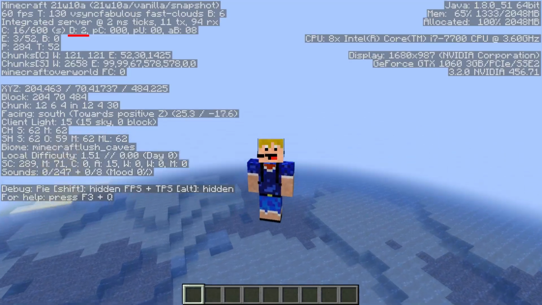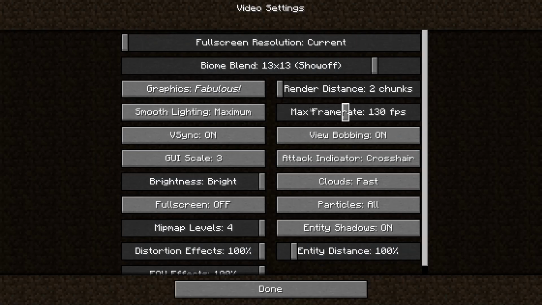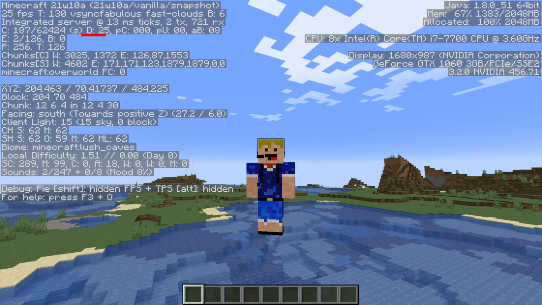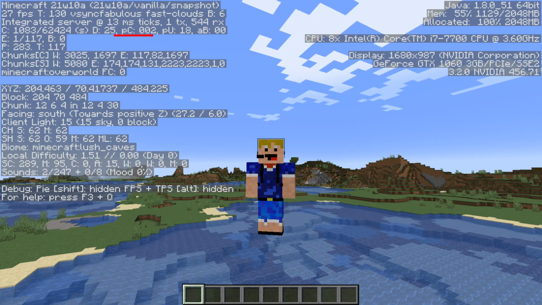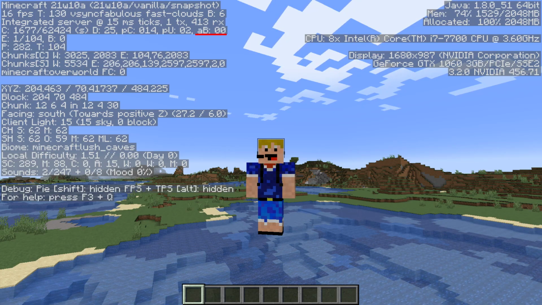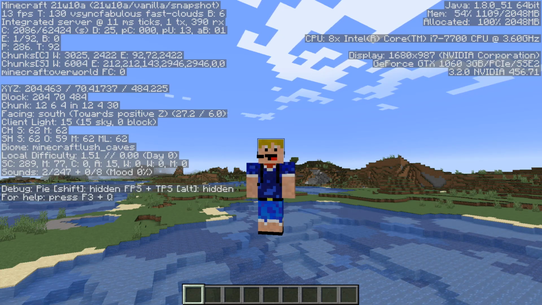Then afterwards there is a D, and this D is the render distance, actually the client side render distance. At the moment it's 2, but we can increase it to, for example, 25, and then as you can see the D will be 25. Then we have PC afterwards, and this is the number of pending chunks to be batched. Once again, not quite sure what that means. PU is the pending uploads to video card, and AB is the available buffers to use in the batching process. Also not that interesting, but the next row has some more interesting numbers.